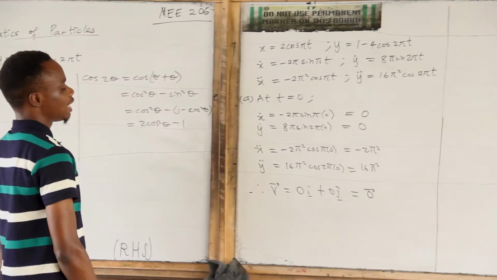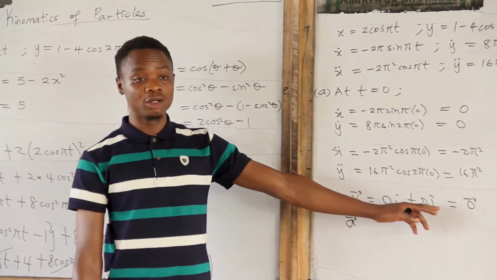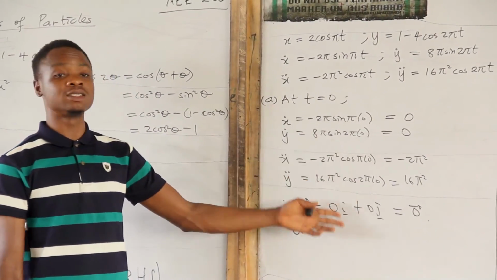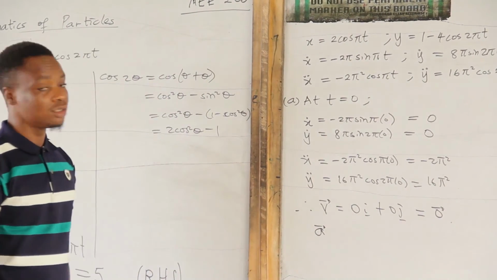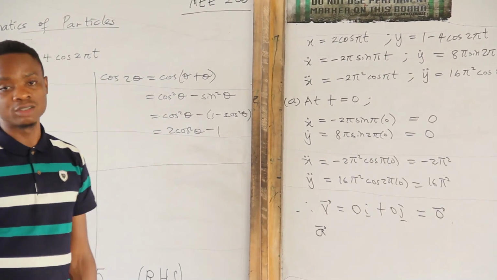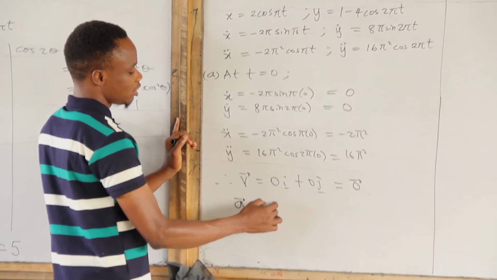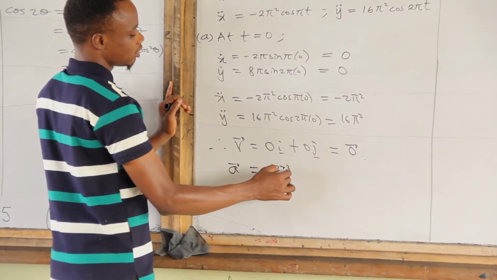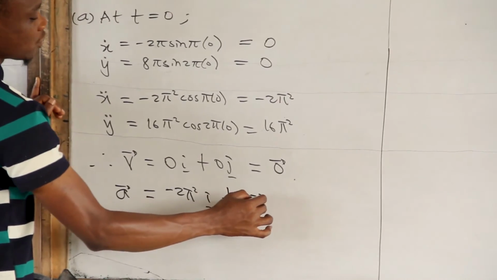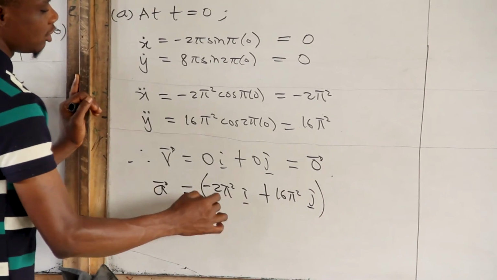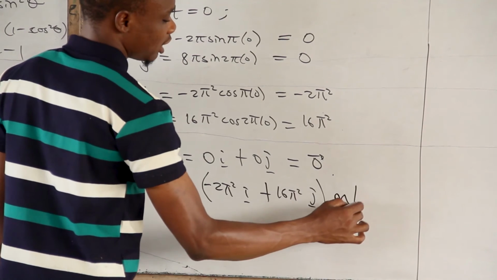Alright. So for the acceleration, velocity is x dot i plus y dot j. x dot is 0, y dot is 0 at this time, so let's put them in. It doesn't matter, because it's 0. So this is going to give you acceleration equal to minus 2 pi squared i plus 16 pi squared j. Is it clear? What is the unit now? Meters per second squared.